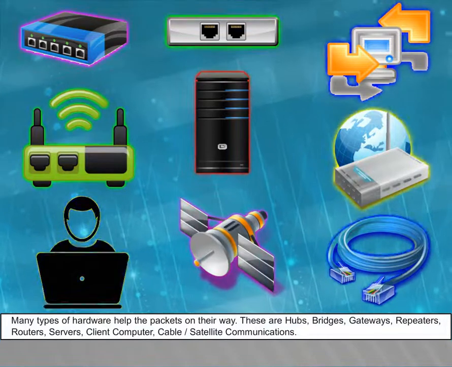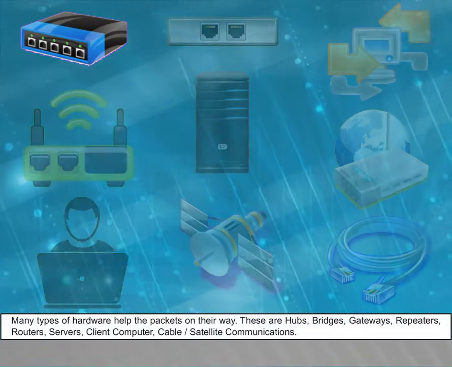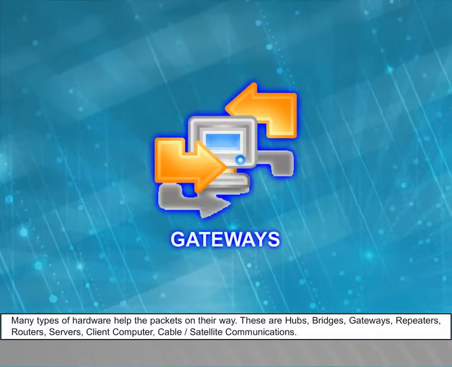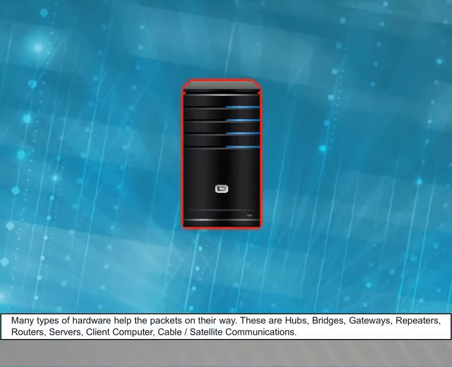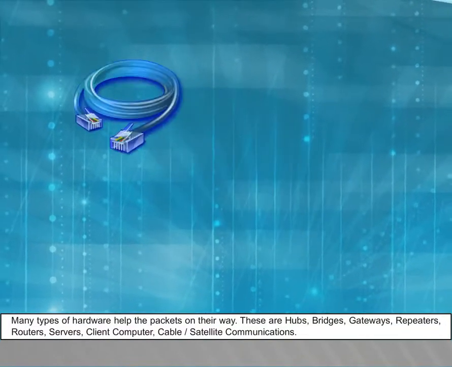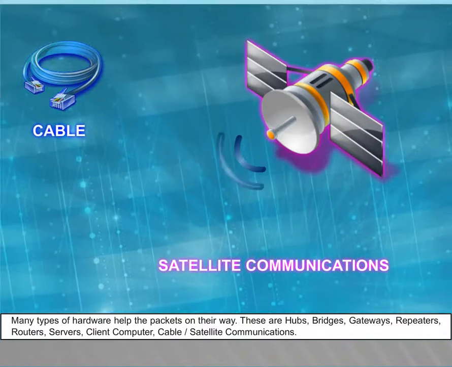Many types of hardware help the packets on their way. These are hubs, bridges, gateways, repeaters, routers, servers, client computers, and cable or satellite communications.